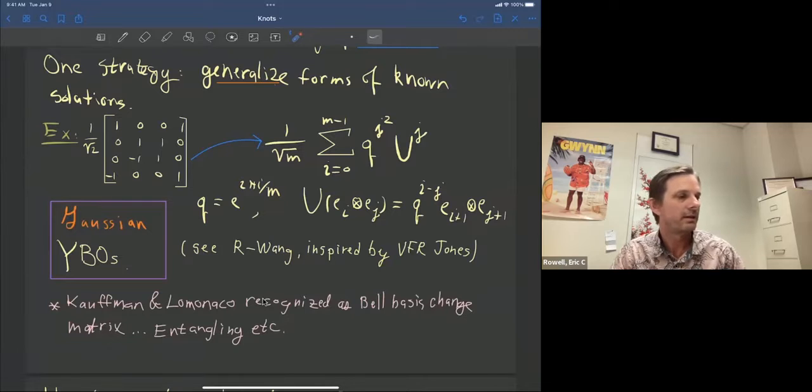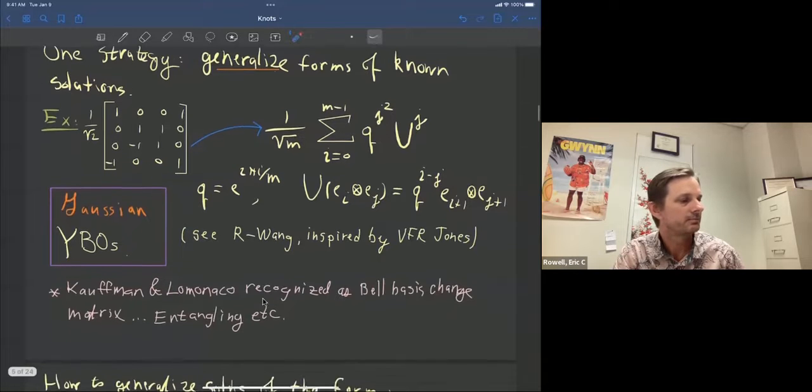Let me mention also that this matrix is very interesting in the quantum information community, and hence all of these are, because they're generalizations. So Kauffman and Lomonaco recognized this as the so-called Bell basis change matrix. So it's a basis change matrix from the standard basis to the Bell basis, which is important in quantum information because it's related to entanglement. So I won't go into the details there, but I just wanted to point out that there's lots of interesting things that one can find.